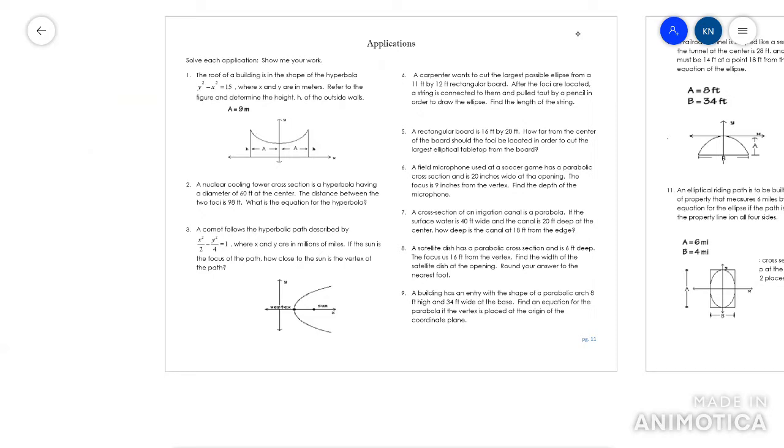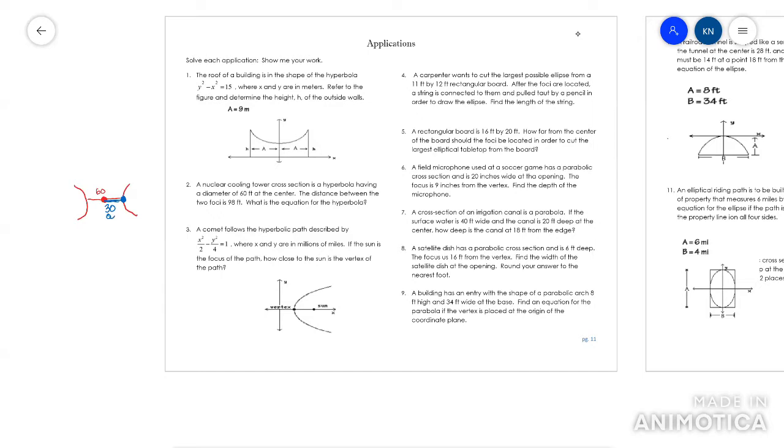They're telling me there's a hyperbola with a diameter of 60 feet at the center. Okay, let's just imagine a hyperbola, and there's a diameter of 60 feet at the center. Well, what that means is from center to vertex is 30, right? Well, that's also your A value. So A is 30.